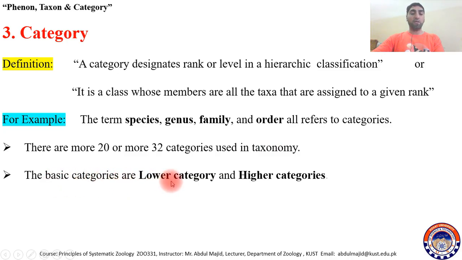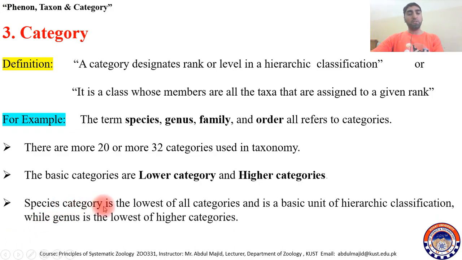So the basic categories are lower categories and higher categories. Species and subspecies are lower categories, and genus and above, up to domain, are known as higher categories. The species category is the lowest of all categories, and it is the basic unit of our classification. Genus is the lowest of the higher categories. Genus is not the lowest category, but it is the lowest in the higher categories.